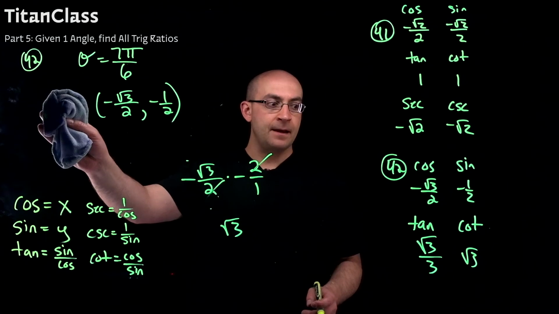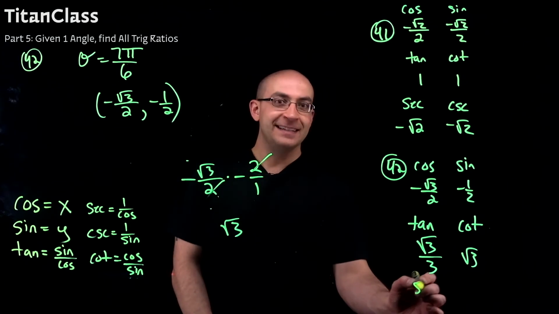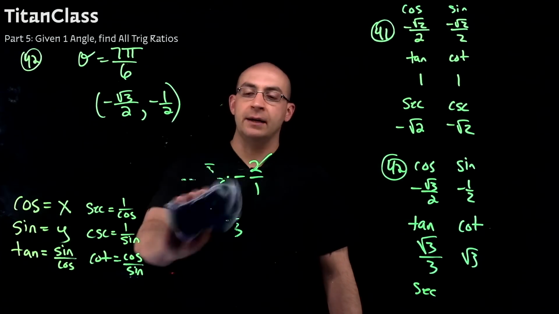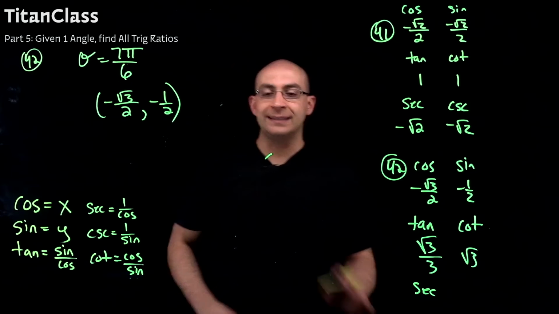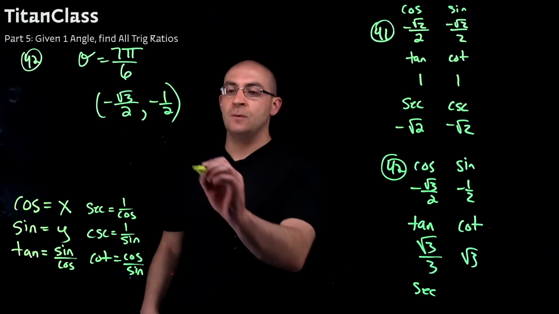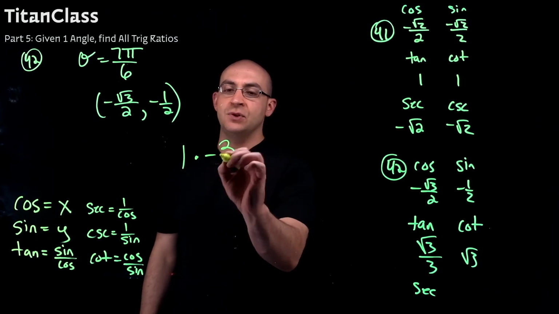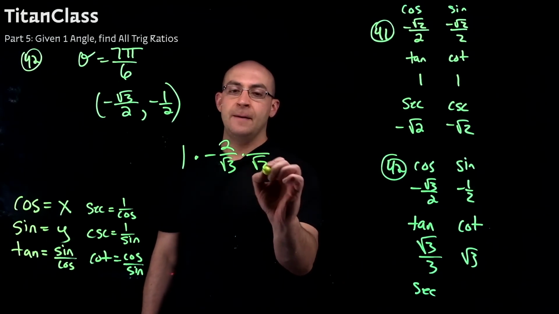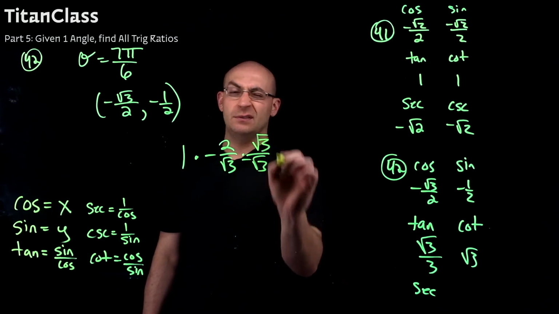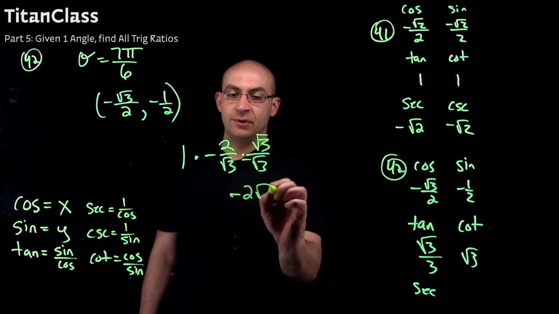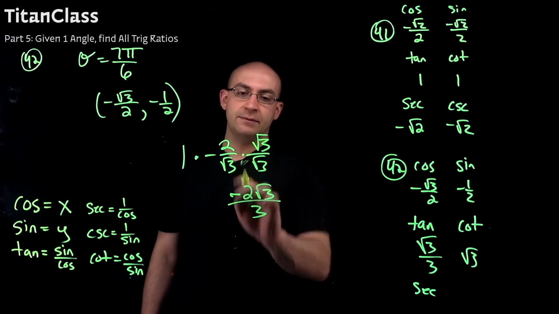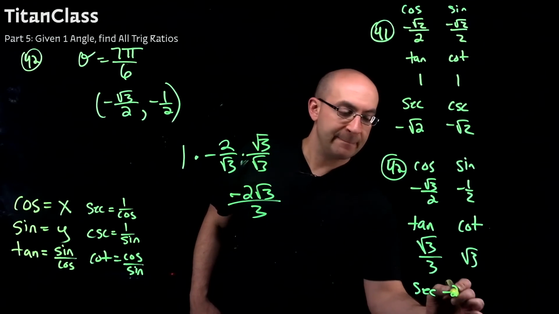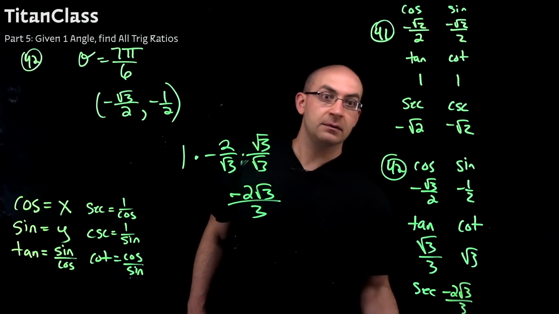Okay? I thought I was done. Secant, you can barely see that. Okay, secant is 1 over cosine. So 1 over cosine is going to be 1 divided by negative root 3 over 2, or 1 times negative 2 over root 3. Rationalizing the denominator gives me negative 2 root 3 over 3, right? Not the negative, just rationalizing. So negative 2 root 3 over 3, okay?